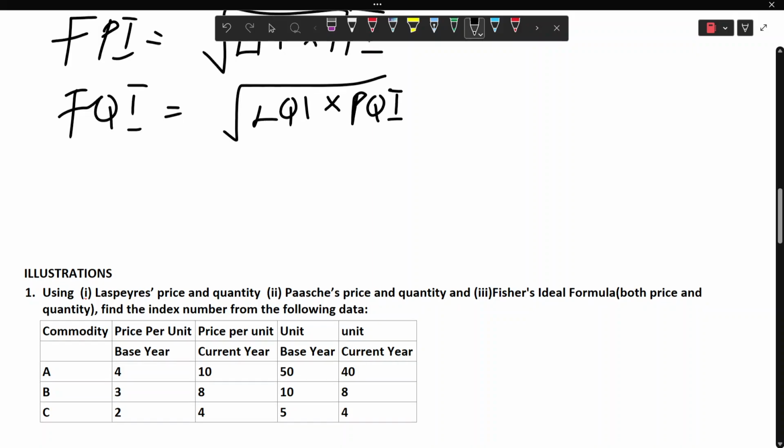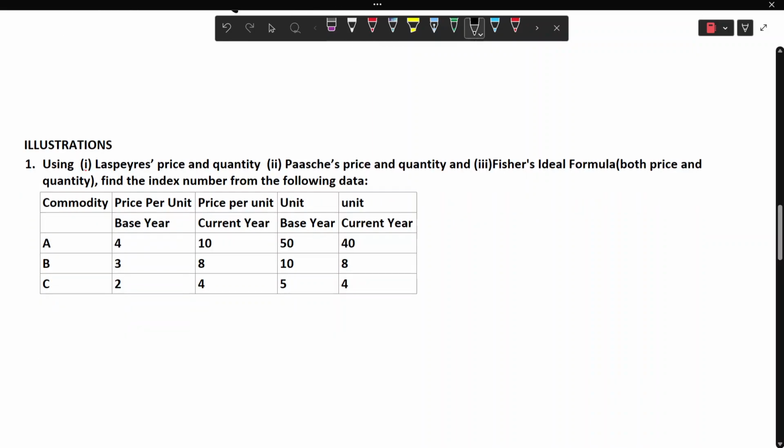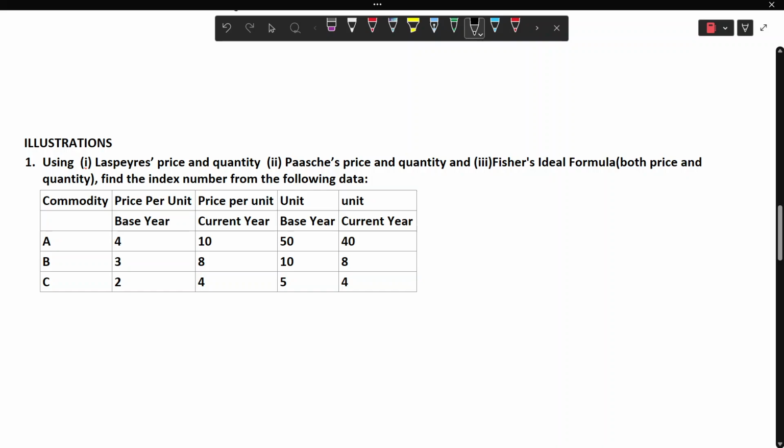Okay, let's take an illustration and apply all three aggregative methods. Illustration: using Laspeyres price and quantity, Paasche price and quantity, and Fisher's ideal formula, that's both price and quantity, find the index number from the following data. So we have commodities A, B, C. We have their prices in the base year and prices in the current year. Then we have the quantities in the base year and quantities in the current year.